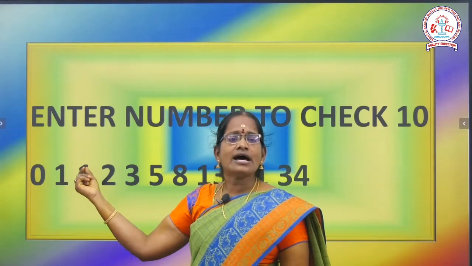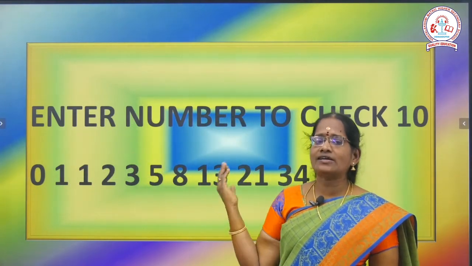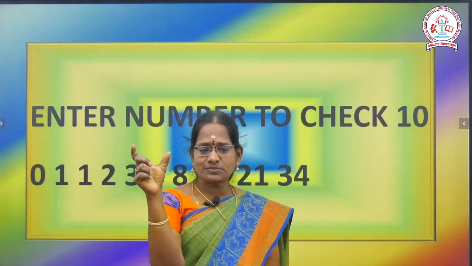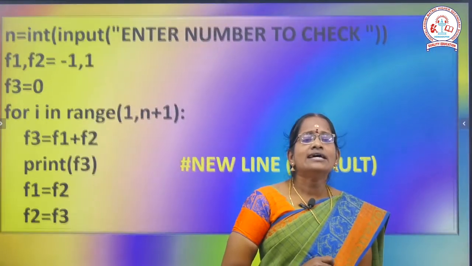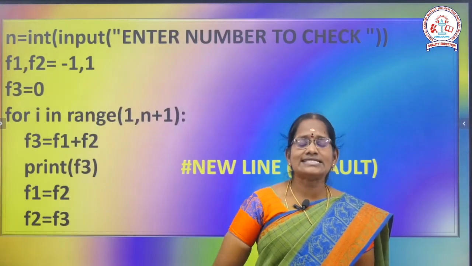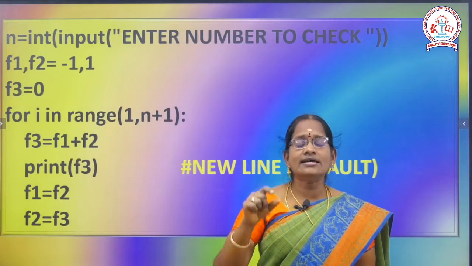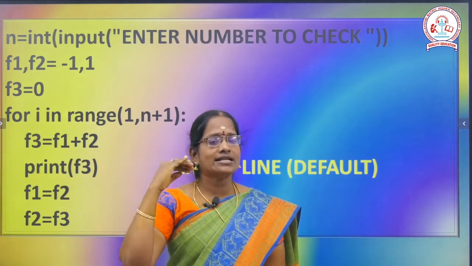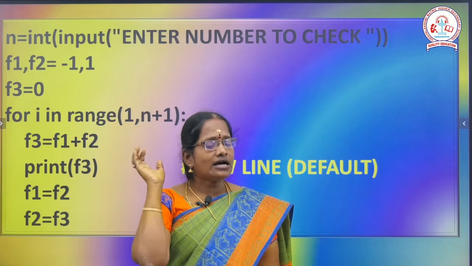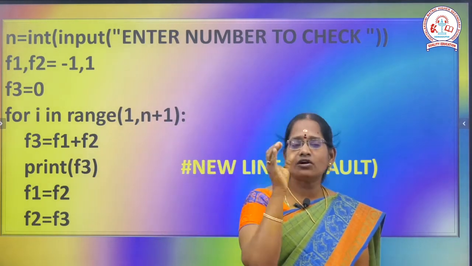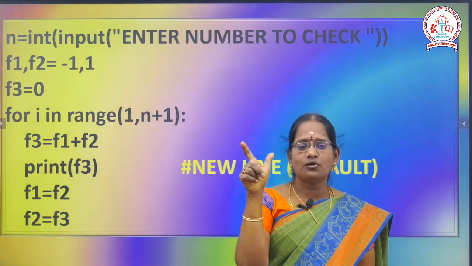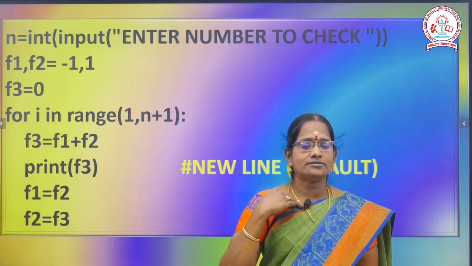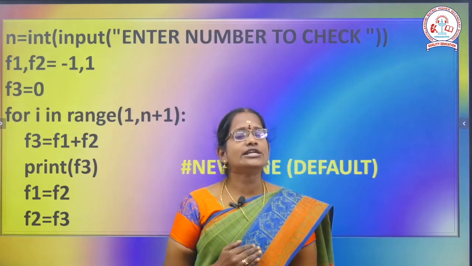0, 1, again 1, 2, 3, 5, 8, up to 34, 10 terms will be printed, but the space is reduced. Okay. Another method: the same program we want to print in a different order. It will not print in a straight line or very closely; we want to print it with a little bit of extra space. So I want to print one by one, which is called a new line.